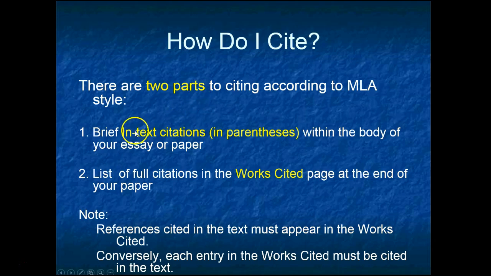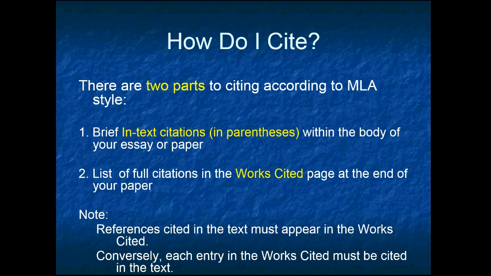How do we cite? There are two types. First one is the in-text citation. That's when we put the quote, the paraphrase, or the summary directly into the essay itself. And then, for instance, on the last slide, we used Silver as the author.